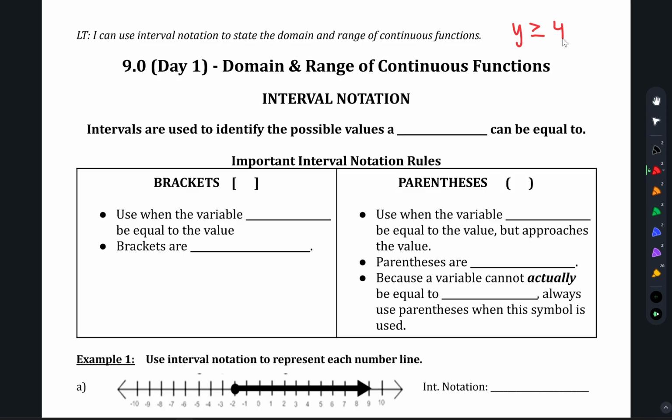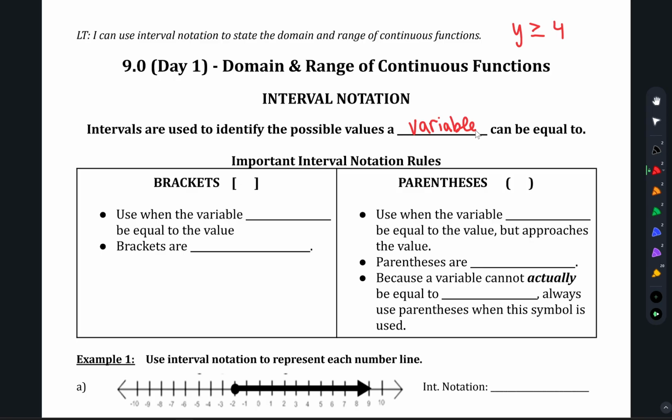We are going to now learn a different kind of notation to say the same thing. This new notation is called interval notation. It's kind of a higher level of notation that you're going to see as we get higher and higher into our math classes. You'll start to see this notation more often. Intervals are used to identify the possible values that a variable can be equal to. So basically, we're going to give it a bottom number and a top number, the minimum and the maximum, and then everything in between is what that variable can be equal to.